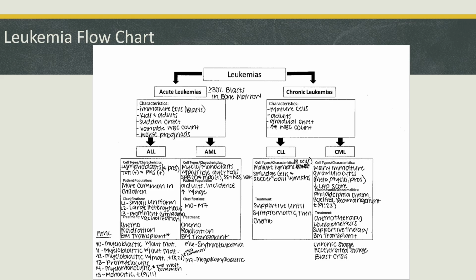Okay, so again, we're going to classify our chronic leukemias into a lymphocytic line and a myelogenous line. First thing we're going to see are those mature B cell lymphs, smudge cells, and those soccer ball lymphocytes. Because this is so gradual in terms of its onset, we pretty much just give supportive therapy early on, and then once a patient becomes more symptomatic later on in the disease state, we could then knock down that proliferative population with chemotherapy.